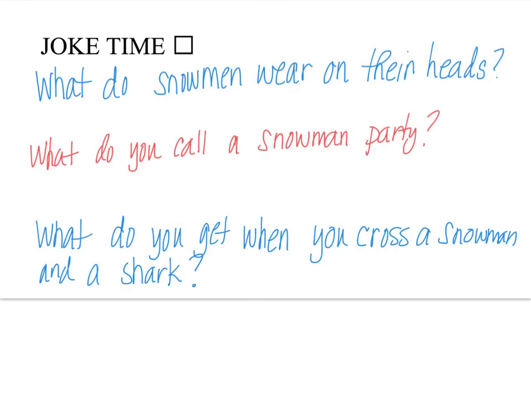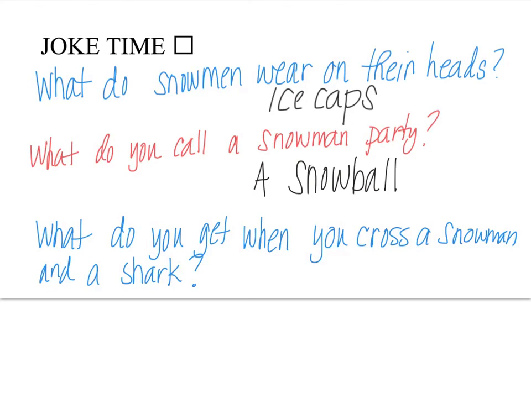Okay, as suggested today in fifth period, we're going to do some Christmas jokes. So I thought I would do some snowman jokes. So here we go with the first one. What do snowmen wear on their heads? They wear ice caps. What do you call a snowman party? A snowball. And the last one, what do you get when you cross a snowman and a shark? You get frostbite.